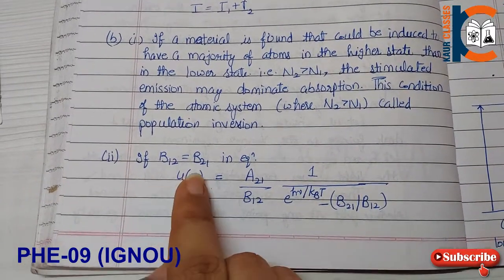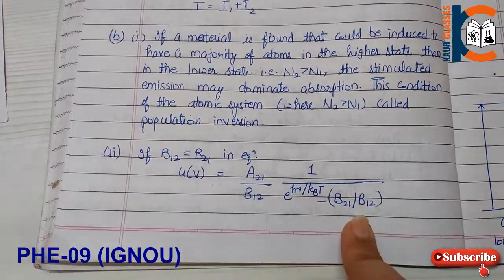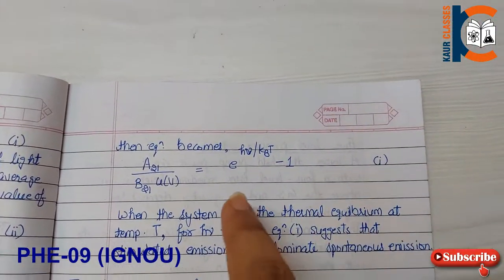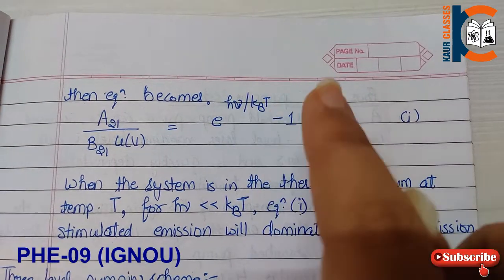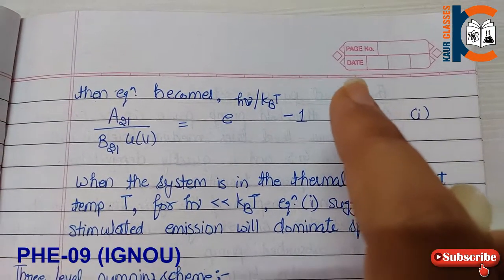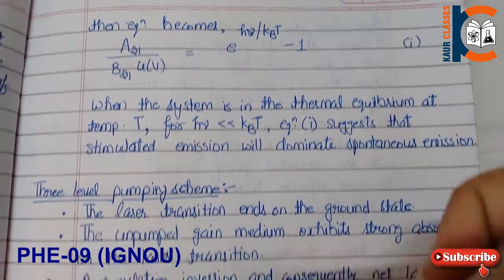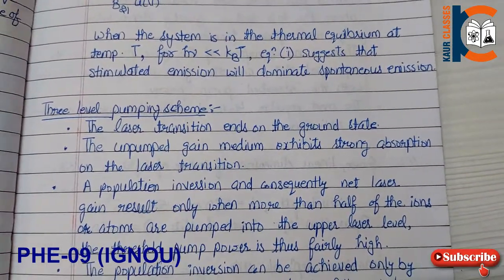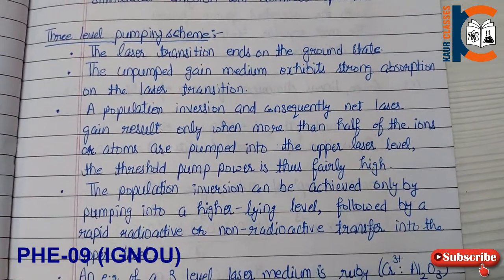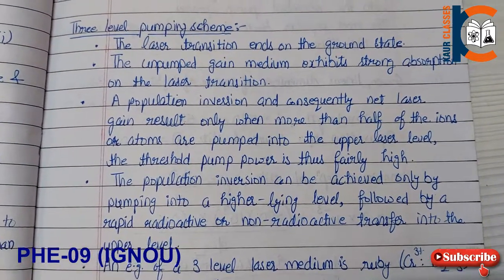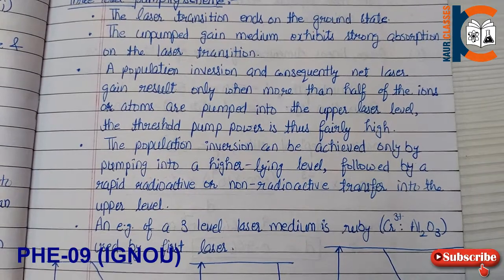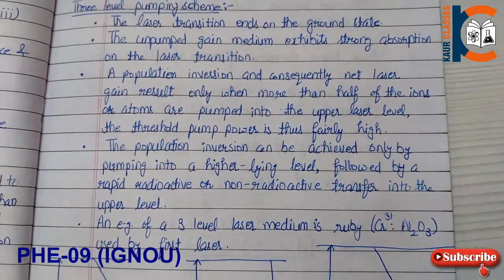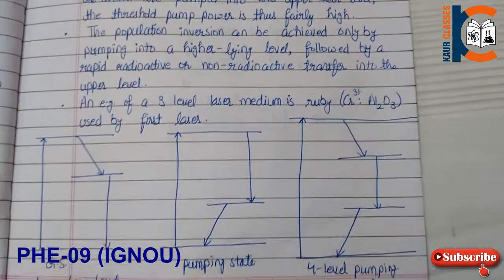But if B12 is equal to B21 in the formula, then this can be resolved by equation number 1. Here the hν is less than kBT, and equation number 1 suggests stimulated emission will dominate spontaneous emission. In the 3-level pumping scheme, the first point is that the laser transition ends on the ground state, and the unpumped gain medium exhibits strong absorption on the laser transition. Population inversion can be achieved only by pumping into a higher level, followed by a rapid radiative or non-radiative transfer into the upper laser level.